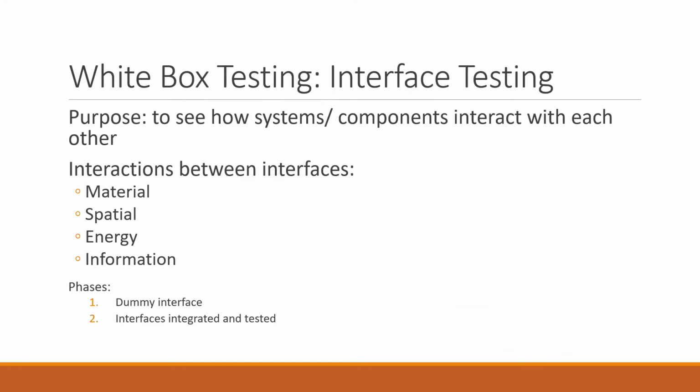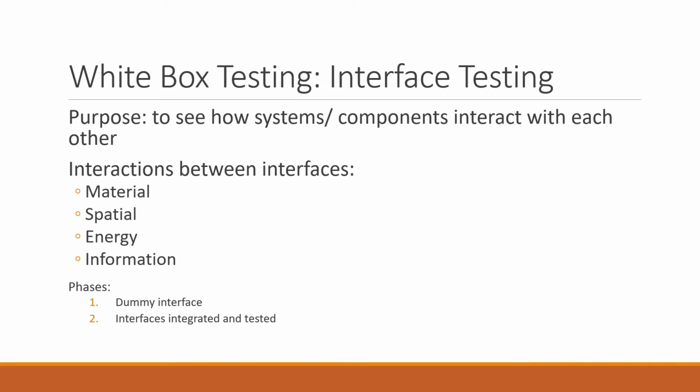One type of white box testing is interface testing. The purpose of interface testing is to see how systems or components interact with each other. There are different categories of interactions among interfaces, including material, where there is a physical material exchange between interfaces; spatial, where forces are transferred between interfaces; energy, where there is an energy transfer, such as electricity; and information, where there is an information or signal exchange.